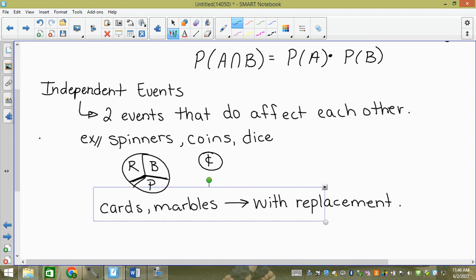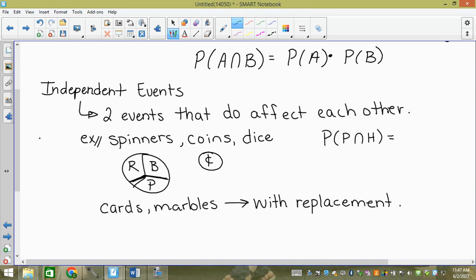I could actually find the second event first and then the first event second, and it wouldn't change my probability because they don't affect each other. Do you know what I mean? So, for example, the probability on this spinner of getting a pink and then a head on a coin: the probability of getting pink would be 1 out of 3, and means I multiply, and a head on a coin is 1 out of 2, right?